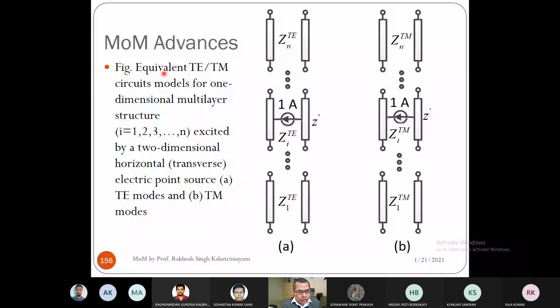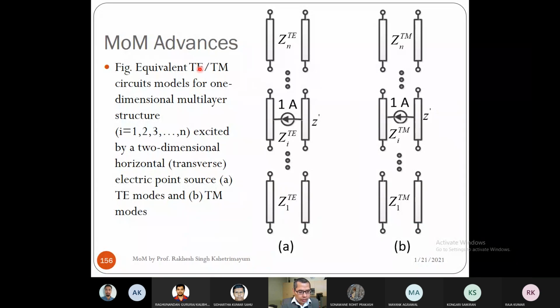Here we have two models. One is the TE model, another is the TM circuit model. In the TE model, Z1 is going to be different. In the TM model, Z1 is going to be different. So we usually denote for the TE model the characteristic impedance of the line as Z1 TE for the first layer, and for the TM model we consider the characteristic impedance of the first layer as Z1 TM. For the nth layer, Zn TE and Zn TM. So we will have two equivalent circuit models of the same structure, a one-dimensional multi-layer structure, for TE modes and TM modes. And I know that all of you know what TE mode and TM modes are.